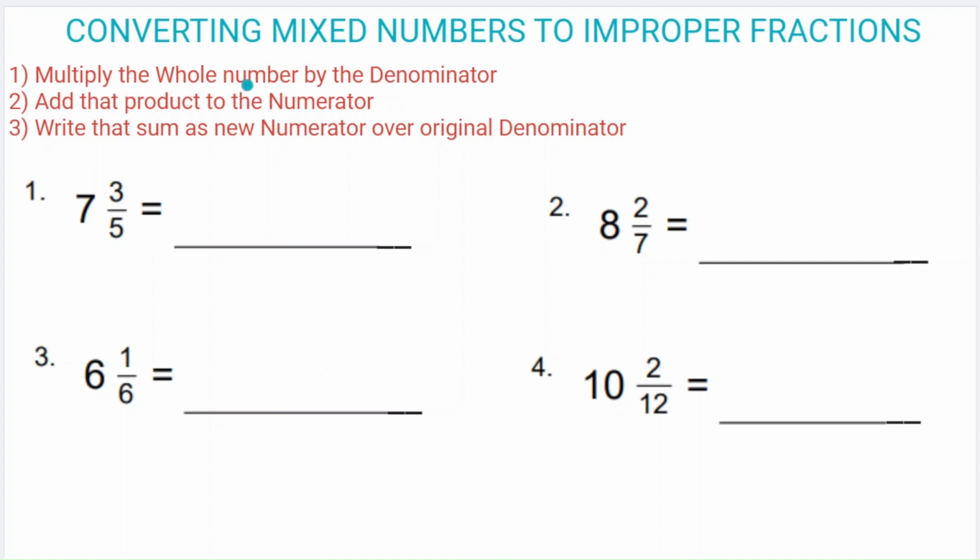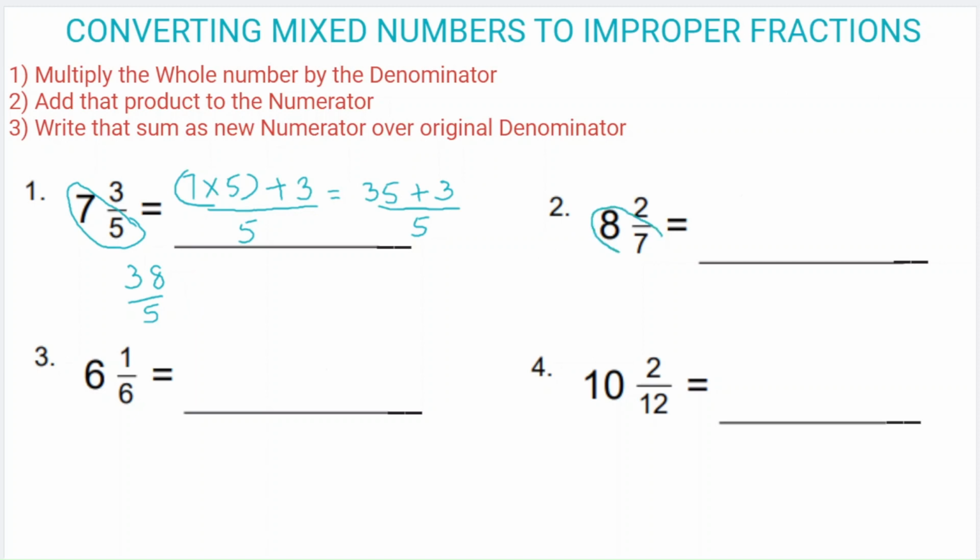Step number 1, multiply the whole number by the denominator. So let's do that. Let's multiply 7 times 5. Step 2, add the product to the numerator. It's 3 in this case. And keep the original denominator, which is 5. So 7 times 5 is 35 plus 3 over 5, which is 38 over 5. Now 38 and 5 do not have any common factor except 1, so it is already in the simplest form. This is my answer.